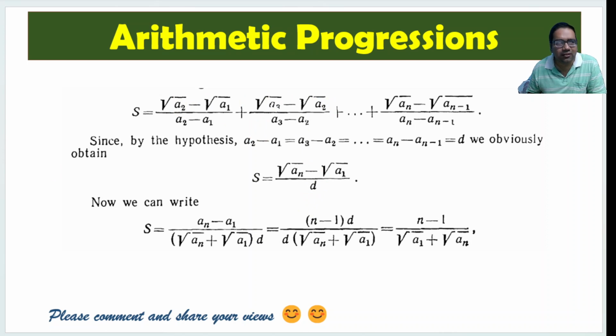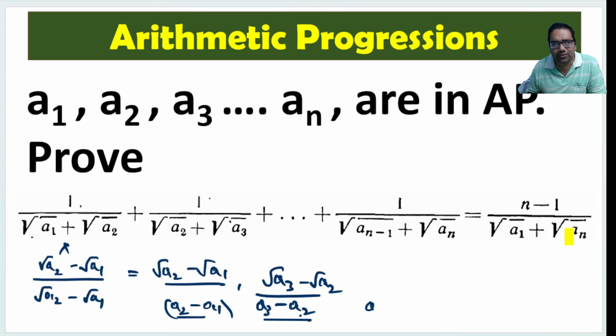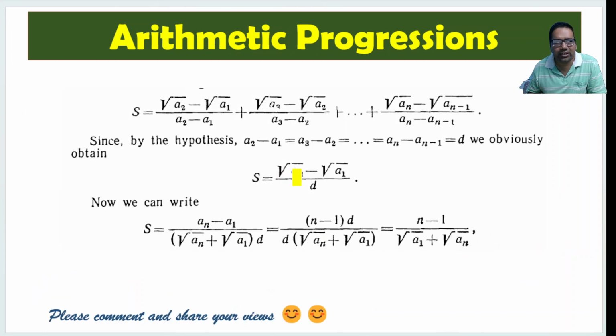But still, we have to bring these roots again into the denominator. To get that, what do we do? Again, let's multiply with the conjugate. Let us multiply this one with root an plus root a1. Then the numerator will become an minus a1, and the denominator will become root an plus root a1, into d. But what is an minus a1?